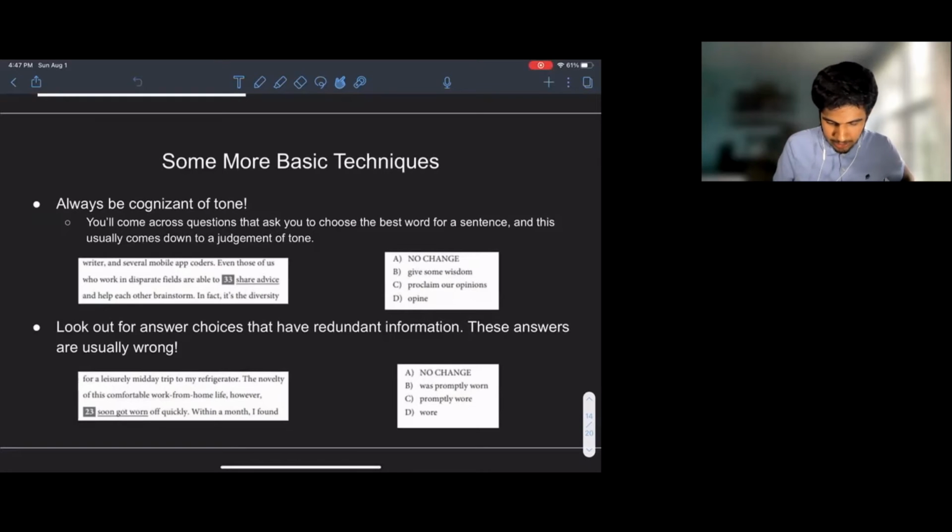If we look at choice B, "was promptly worn off quickly," again, "promptly" and "quickly" are synonyms, so that's another redundant word. Choice C, "promptly wore off quickly," same thing, redundancy. D, "wore off quickly." It's short, it's simple, there isn't any redundancy. I would go with answer choice D.